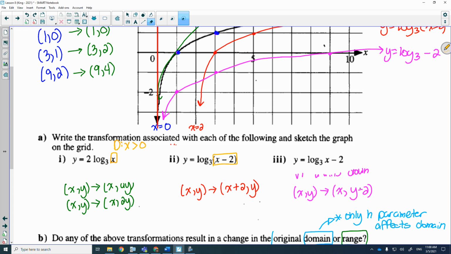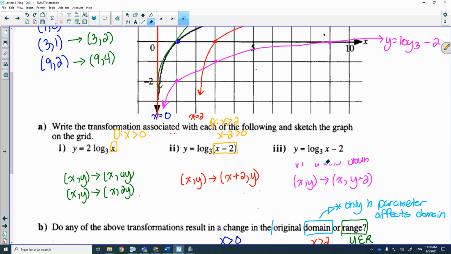This graph, what is the domain of this graph? Remember we said it was greater than 2? How did we get that? The argument must always be greater than 0. Solve for x. X is greater than 2. That is the domain. If I said really quickly, what is the domain of this graph? You only give me your argument, and the argument must always be greater than 0. Therefore, the domain must be greater than 0.